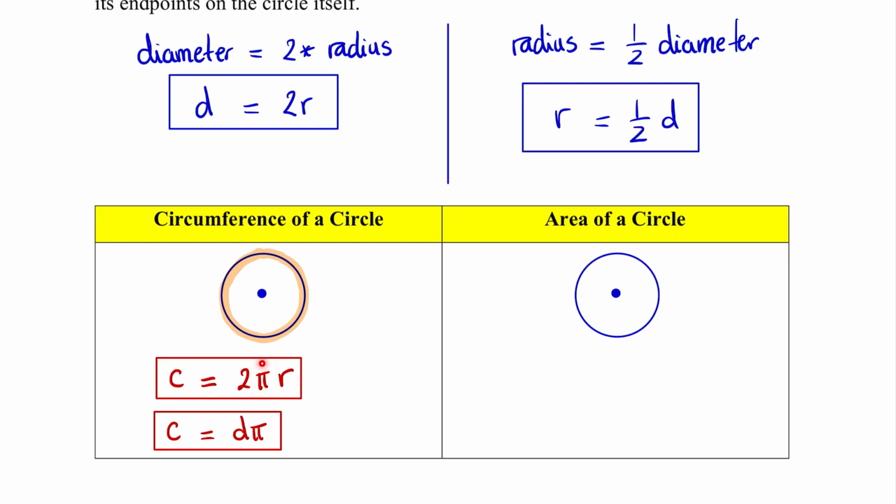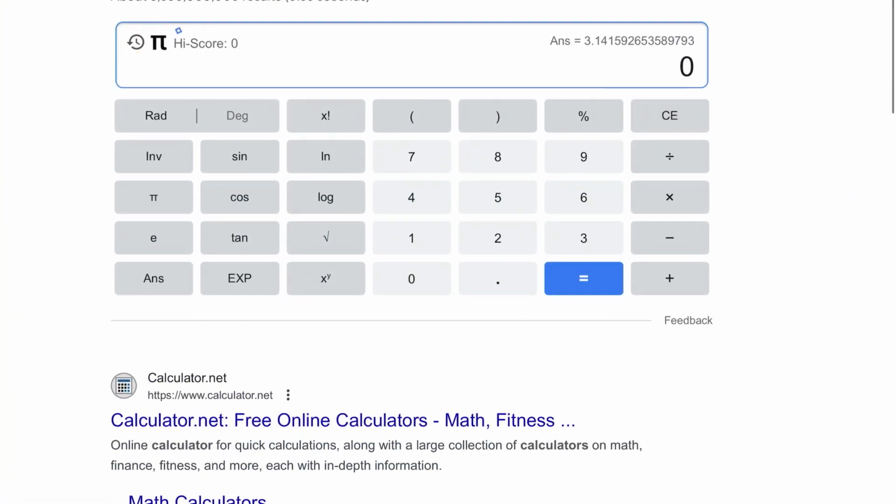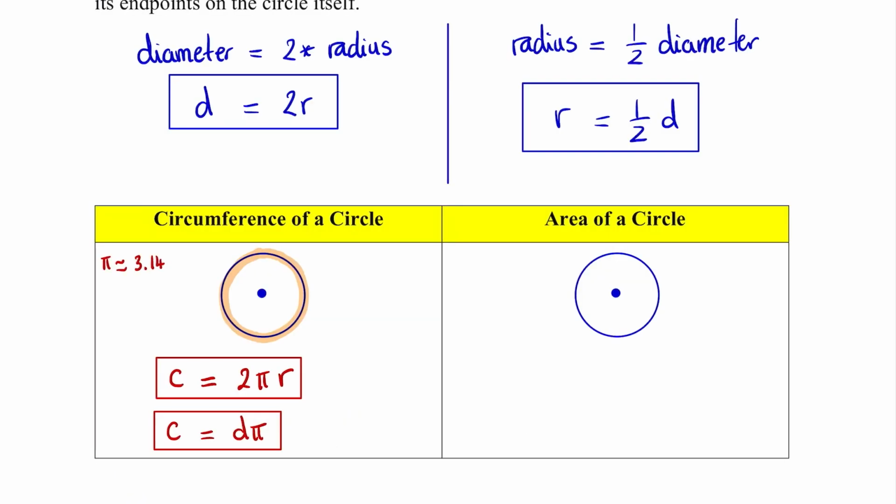Now the question is, what is pi? Pi is a number. If you have a calculator, you hit pi and then enter. This is the value of pi, 3.14159 and so on. So this is the approximation of pi.